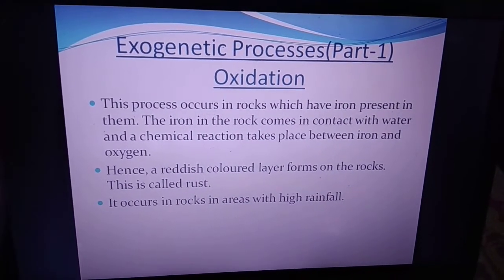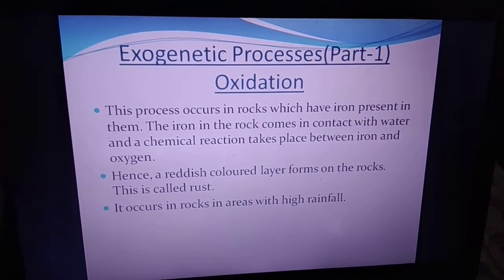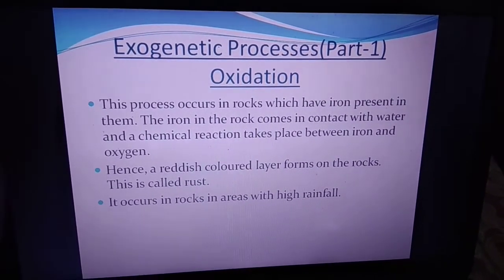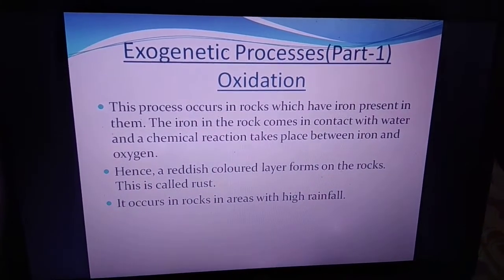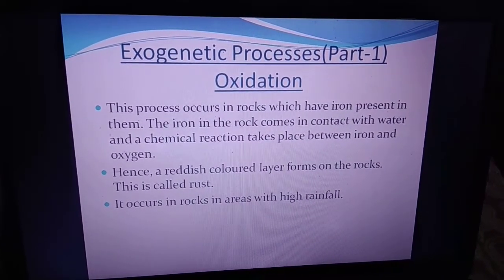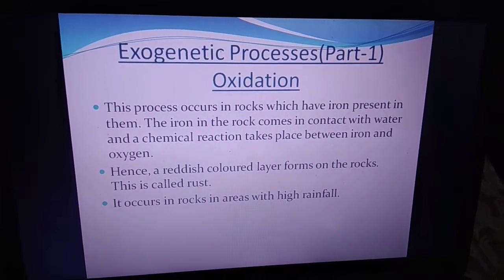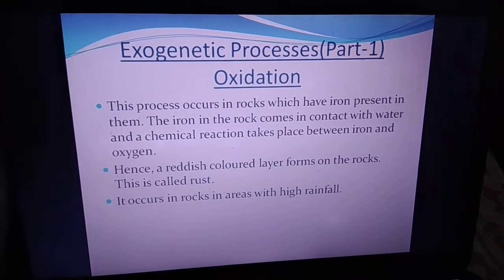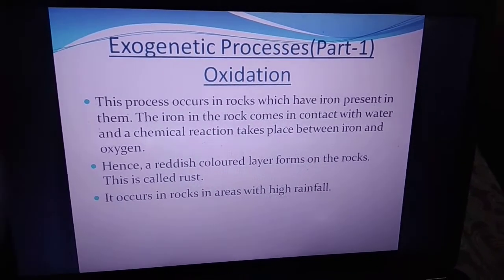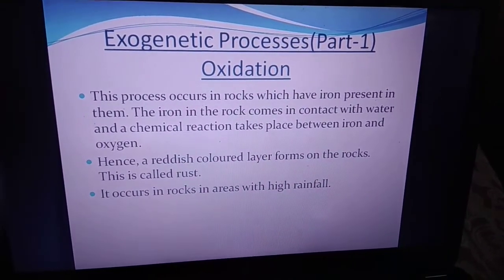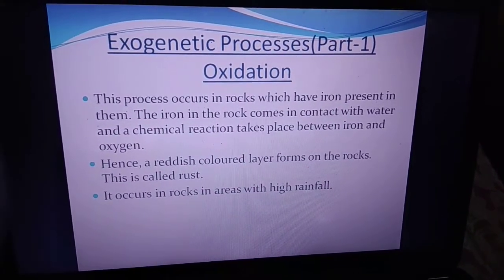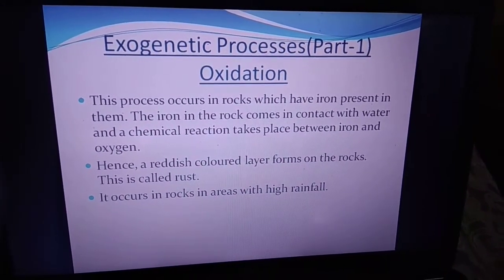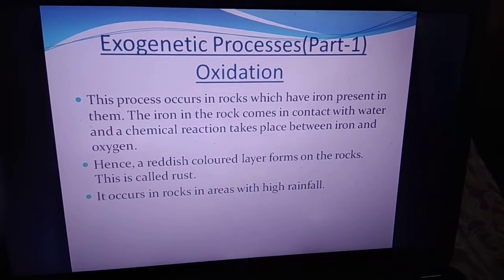Now our next topic is oxidation. First point, this process occurs in rocks which have iron present in them. The iron in a rock comes in contact with water and a chemical reaction takes place between iron and oxygen. Second point, hence a reddish colour layer forms on the rock. This is called rust. Third point, it occurs in rocks in areas with high rainfall.